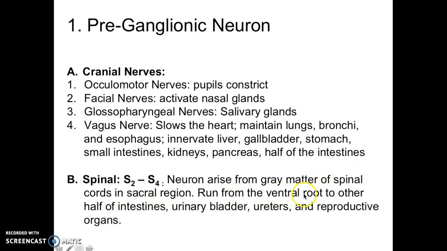They run from the ventral root to the other half of the intestines, urinary bladder, ureters, and reproductive organs. This is where reproduction would also occur. Like for females, you would be releasing eggs. For males, you'd be producing sperm. So pretty much these S2 through S4 would control all the lower intestinal, urinary, and reproductive organs.